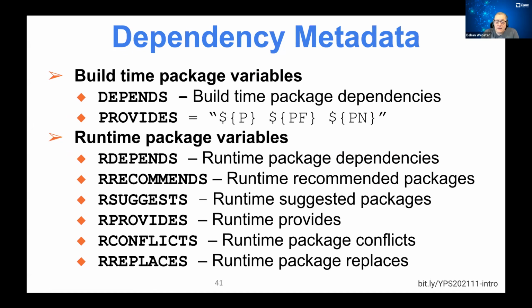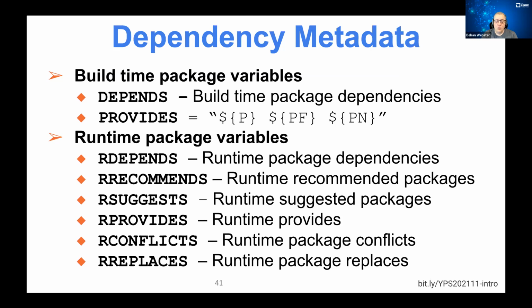Again, lots of different dependency metadata. We have things like depends and provides. Depends, of course, gives us a list of build time dependencies. Provides is what build time dependencies you provide to others, and you'll notice that it's your P, which is your package name and version, your PF, which is your package version and revision, and your PN, which is just your package name. It means that people will depend on just your package name or a version of your package rather.